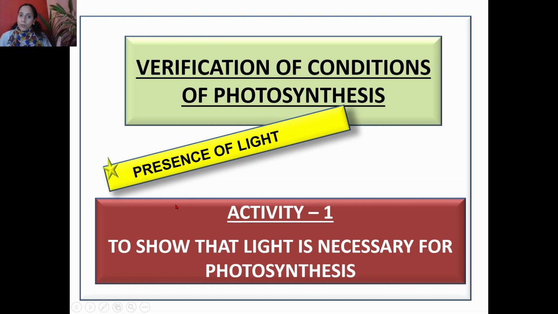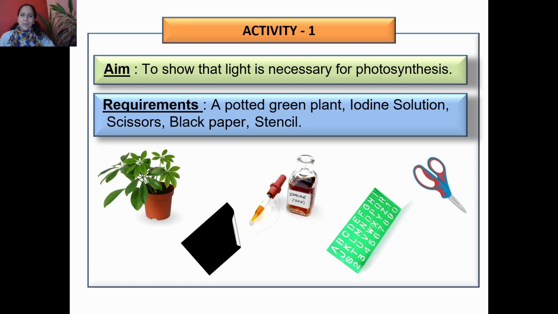We are starting with the first condition, that light is a must for photosynthesis. So this is activity 1. We have to demonstrate with the help of one experimental setup that light is necessary for photosynthesis. Viewers, our aim is to find out whether light is necessary for photosynthesis or not. So what all do we need? We need a green potted plant, iodine solution, scissors, one black paper, and a stencil.